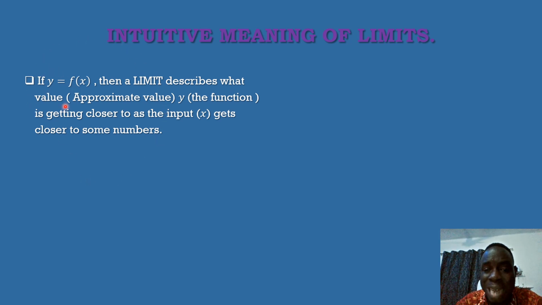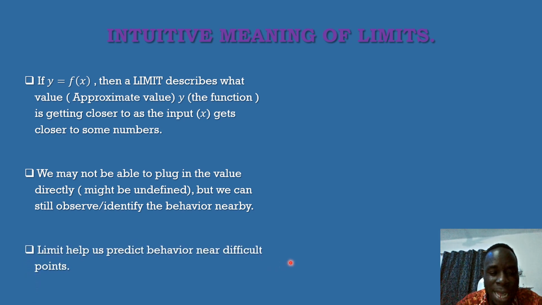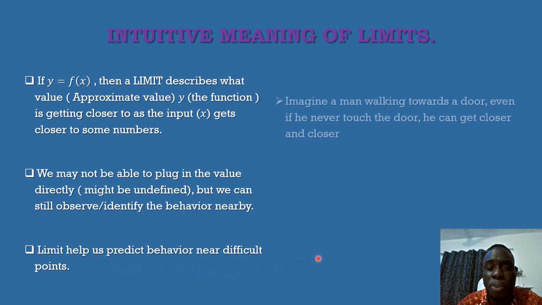That means what will be the approximate image when x is getting closer and closer to some number. We may not be able to plug in the values directly, as sometimes when you plug in the values directly, you might have an undefined expression, but we can still observe the behavior nearby. So limits help us to predict the behavior near difficult points.